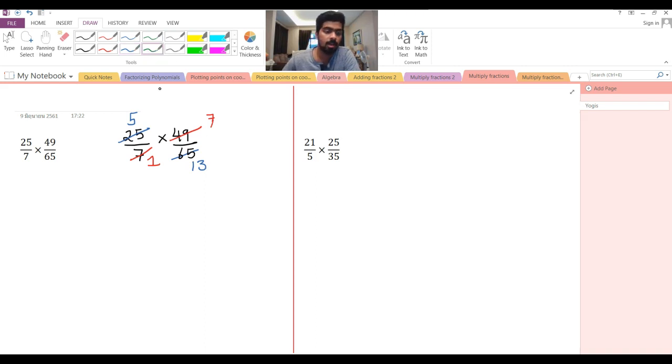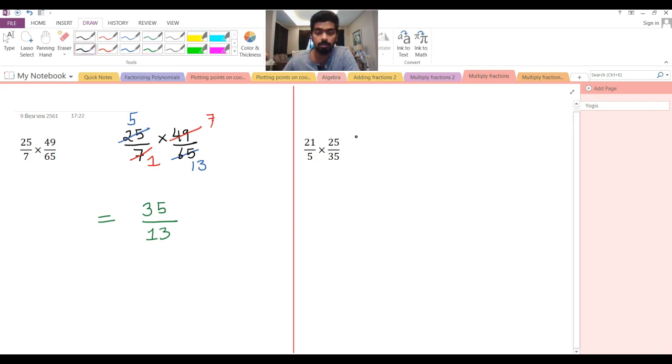Okay guys, now let us go ahead and write our final answer. Now since it cannot be simplified anymore, we can multiply the numerator by the numerator and the denominator by the denominator. So what do we have here? We have 5 times 7 gives us 35, and 1 times 13 gives us 13. So the final answer is 35 over 13.